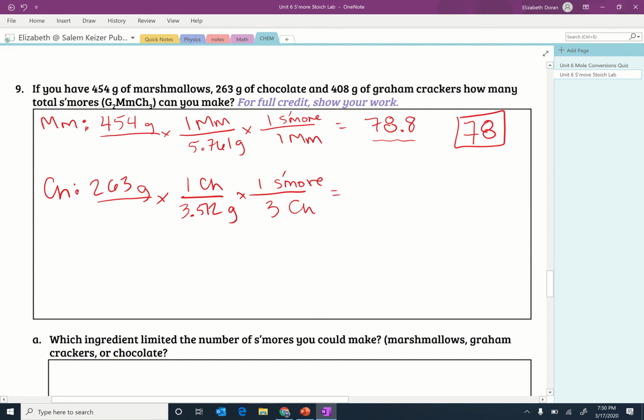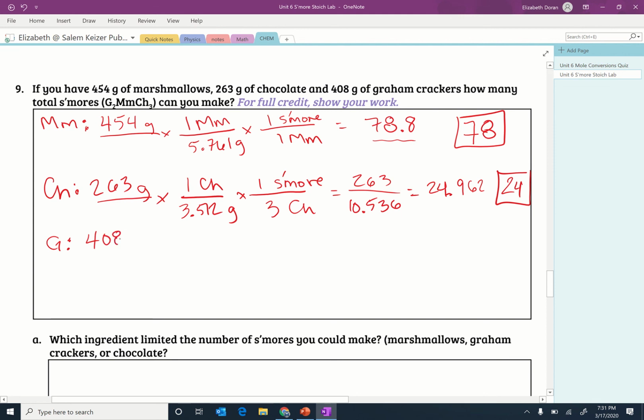Okay, so here we end up multiplying across the top, multiply across the bottom. There's 2 things in the bottom, so we have to multiply those together. We get 10.536 when we do that. Okay, and then we do our division. We get 24 point, oh my goodness, almost 25 that you can make, but not quite, 962. So that rounds down again. So we can only make 24 s'mores with the amount of chocolate we're given. Definitely the chocolate is going to limit if it's between the chocolate and marshmallow, but let's take a look at how many s'mores we could end up making with our 408 grams of graham crackers.